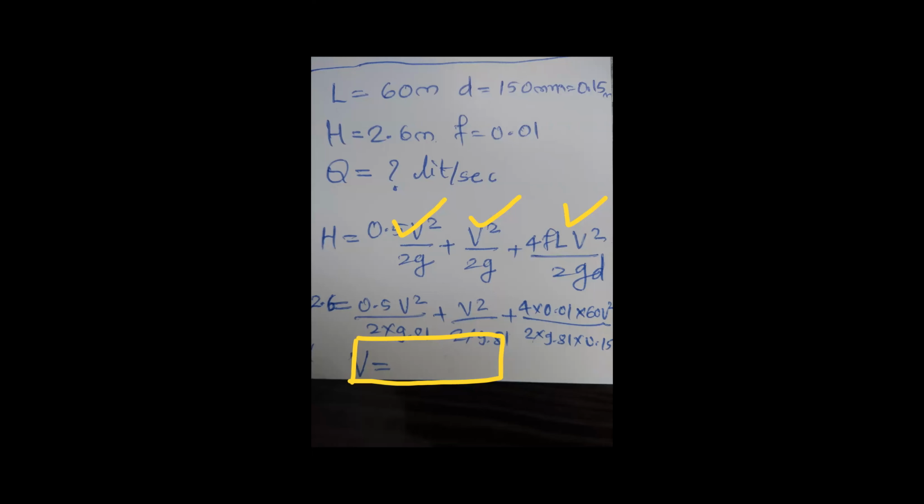You can take v²/2g as common and then rearrange the formula. What is the value of V?